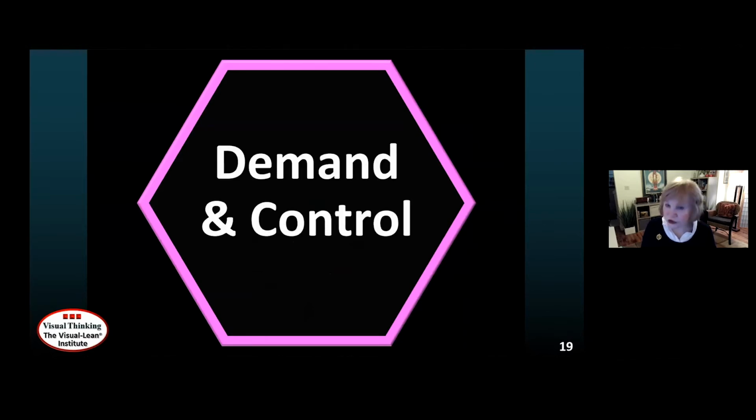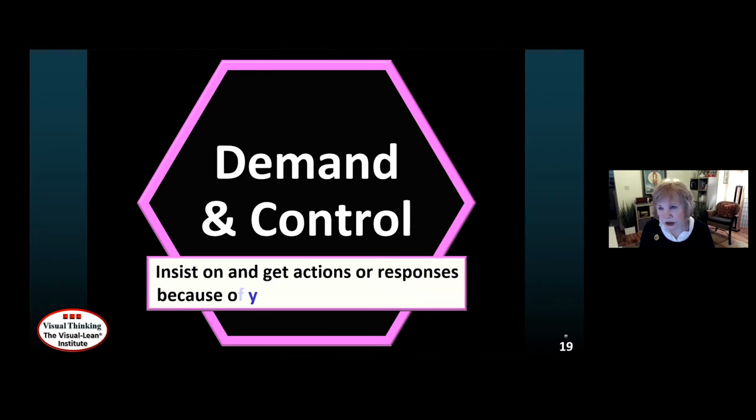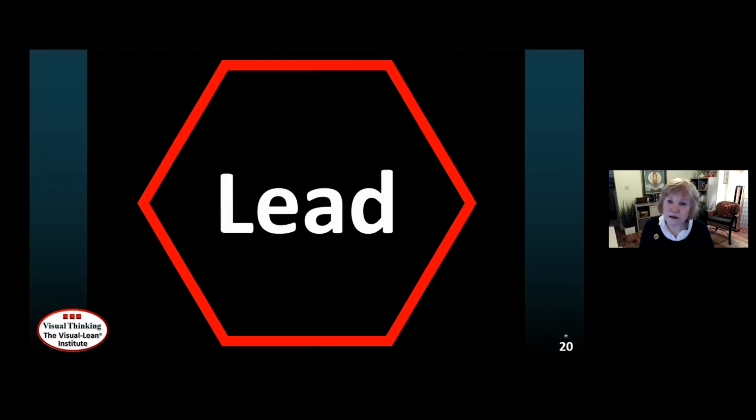That thing in the middle in the traditional executive role is this. This is the past that we're looking at, demand and control. It is to insist on and get actions and responses because of your position, because of your authority, positional authority, demand and control. We're going to replace that anchor point when we talk about the shift to leading with lead. This is for executives.